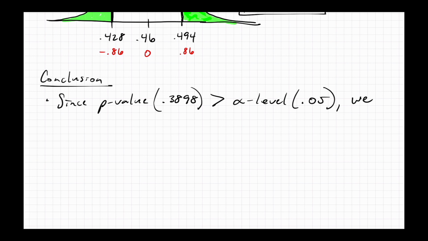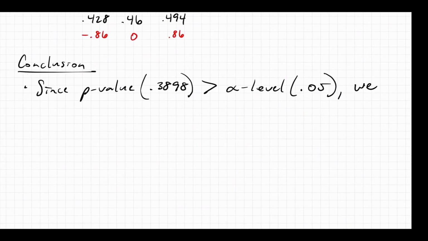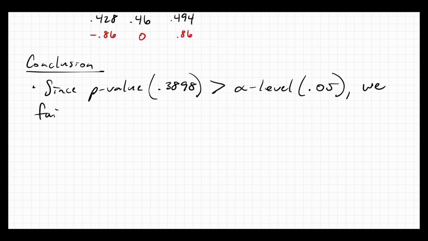fail to reject the null hypothesis. The null hypothesis was that 46%. It was 46%, right? So what we're saying is, I don't know if that's wrong or not. I don't have enough information to say that that number is off. Has it differed? I don't know. I don't have enough information to say it's differed. That's what the second bullet point says.